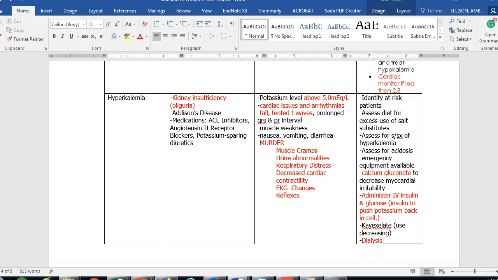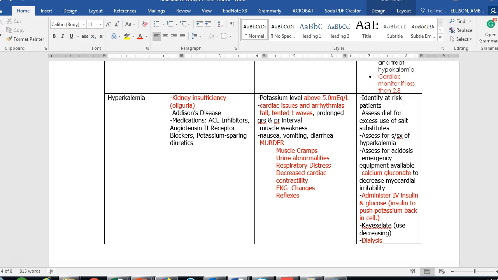An acronym to remember with hyperkalemia is the acronym MURDER, which stands for muscle cramps, urine abnormalities, respiratory distress, decreased cardiac contractility, EKG changes, and reflexes. Your reflexes are decreased with hyperkalemia.